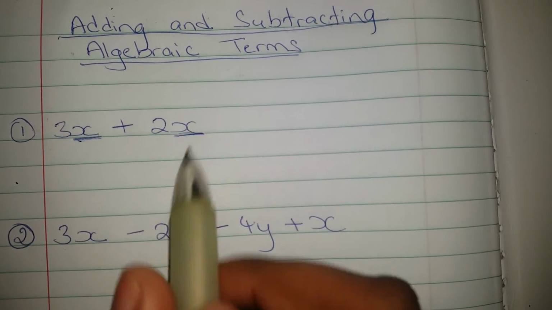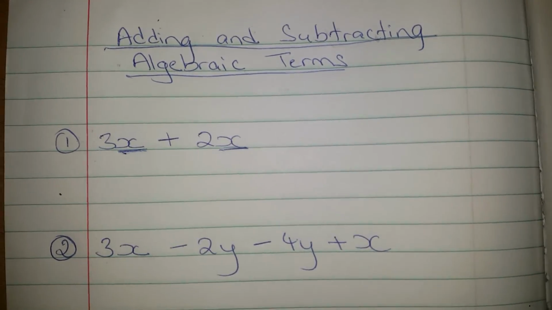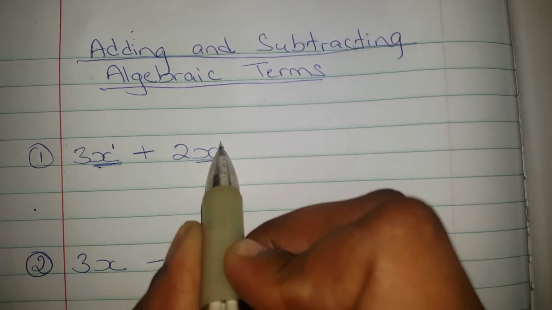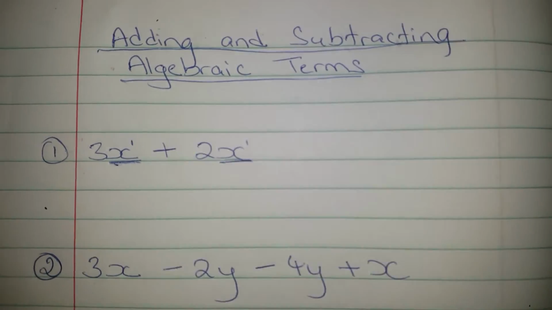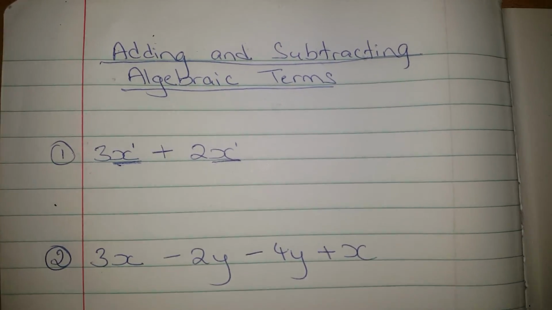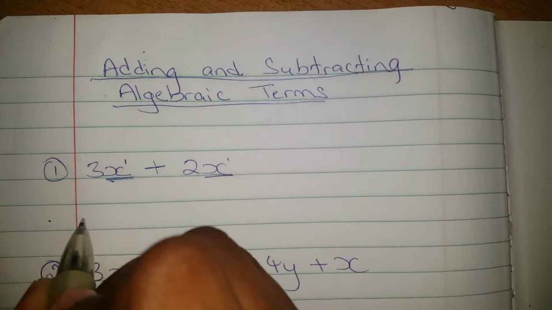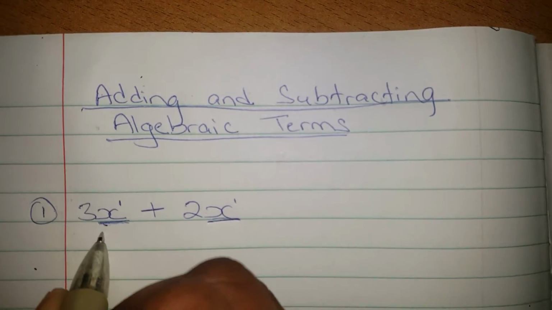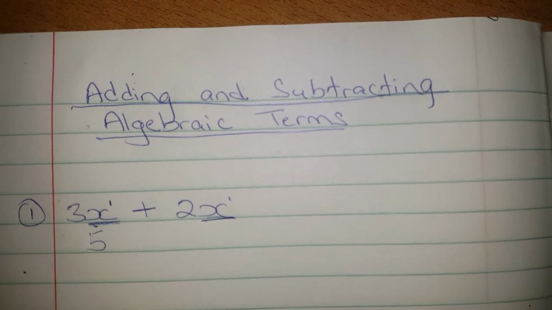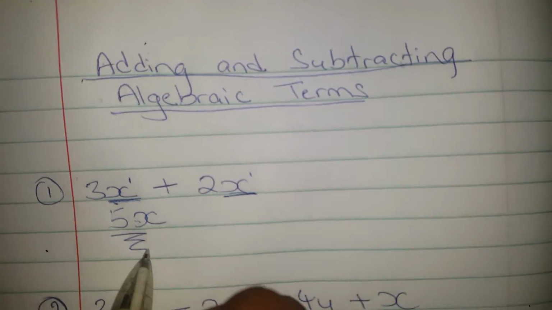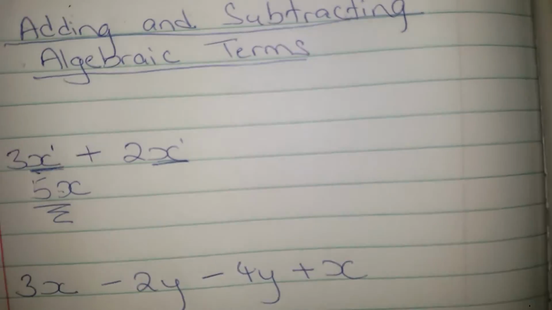There is no power attached, or we can look at it as having an individual power of 1. So they look exactly the same, which means we can go ahead and add them. It's done like regular addition. So 3 plus 2, that's 5. And because the x remains the same, we just attach our x again. So 5x is our answer.